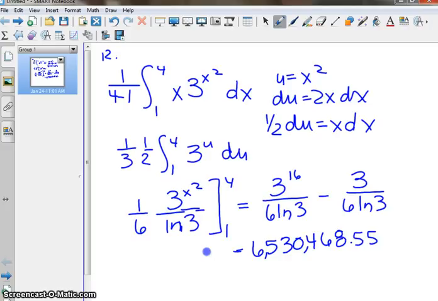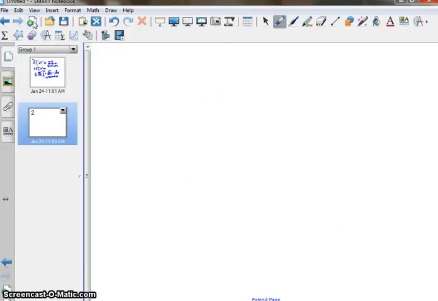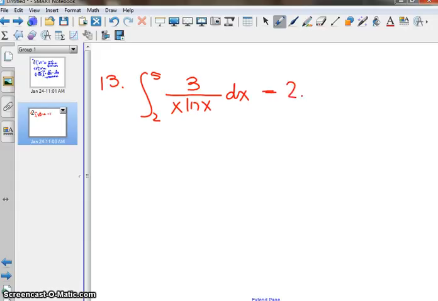Okay, number 13. Use the trapezoidal rule to estimate the integral from 2 to 5 of 3 over x natural log of x dx using 3 subintervals, and what is the actual area? So if you plug this in your calculator to get the actual area, you get 2.52719.